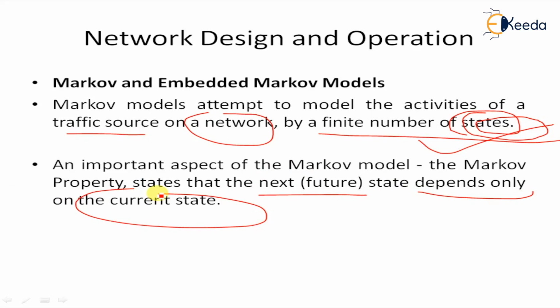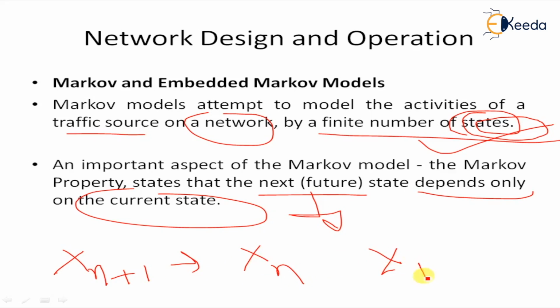In other words, I will explain this: the probability of the next state, denoted by a random variable like X n plus 1, depends only on the current state, indicated by Xn, and not on any other state like Xi, where i is always less than n. So this is for the Markov and embedded Markov model.